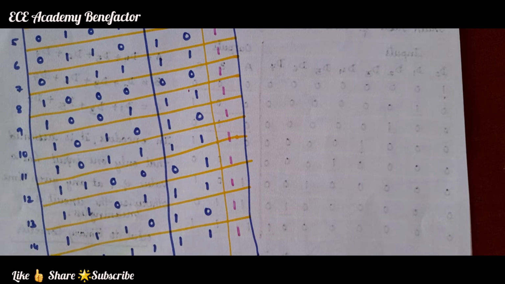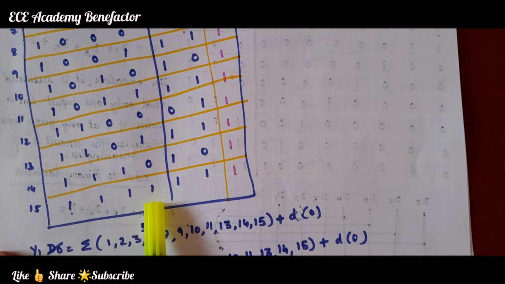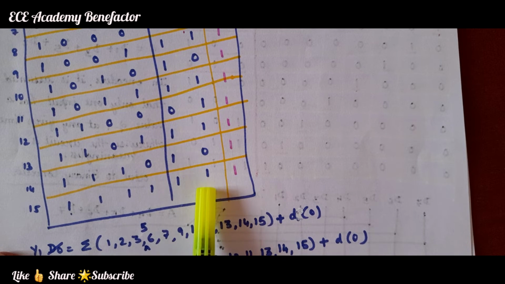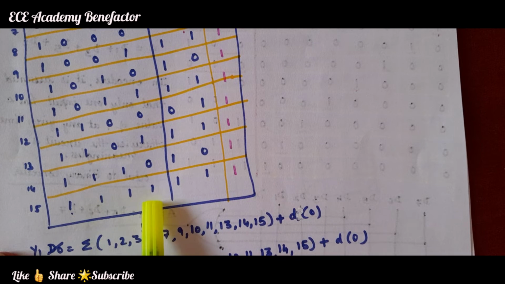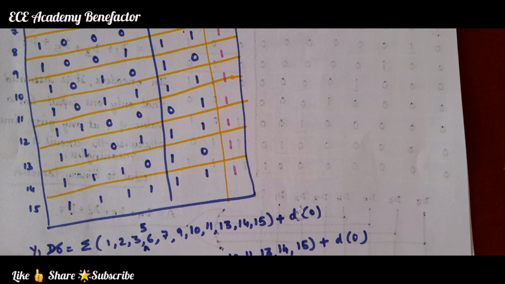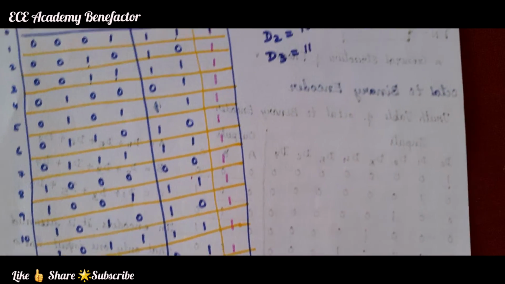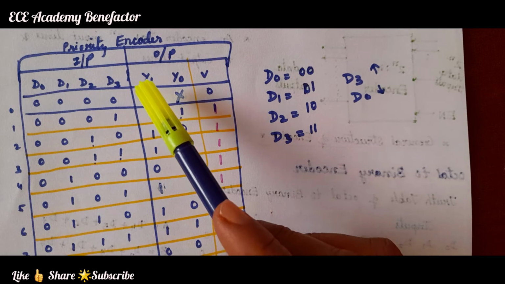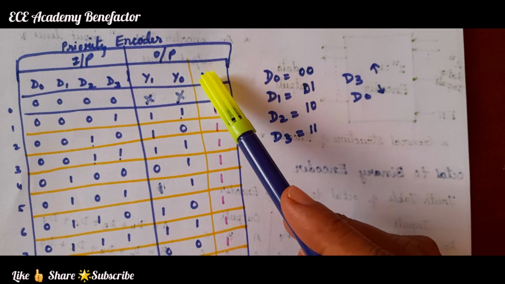When all the inputs are 1, D3 has the highest priority, so accordingly the output will be 1 1, and the valid output is 1 because at least one of the inputs is 1. So likewise we have written this truth table. Now we have to solve 3 K-maps, one each for Y1, Y0 and V.